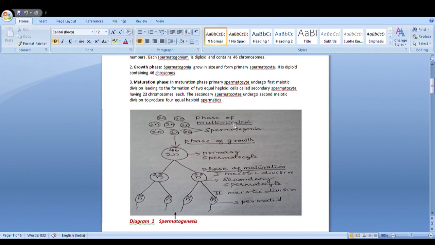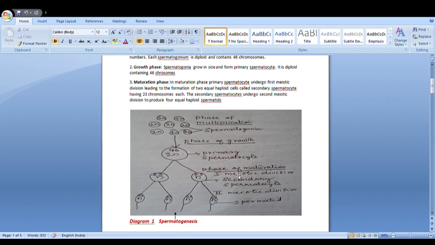See, this is the phase of multiplication. Here the phase of growth, phase of maturation. In the phase of multiplication, these are diploid cells represented as 2n. These spermatogonial cells undergo repeated mitotic division and large number of spermatogonial cells are produced. Then comes the phase of growth. In the phase of growth, spermatogonial cells become large in size. It is also diploid with 46 chromosomes.